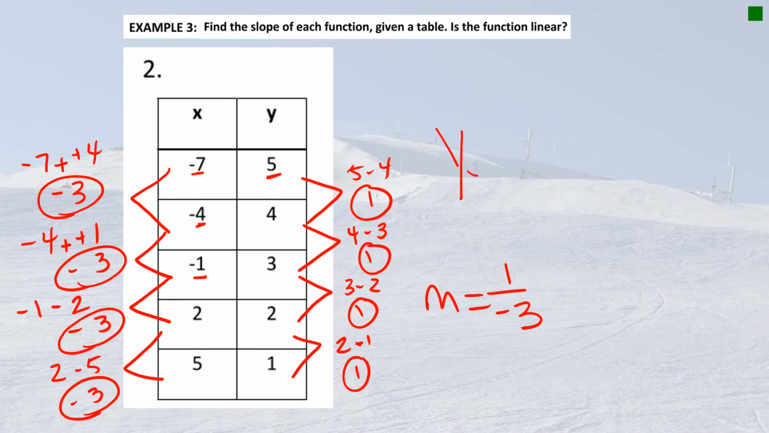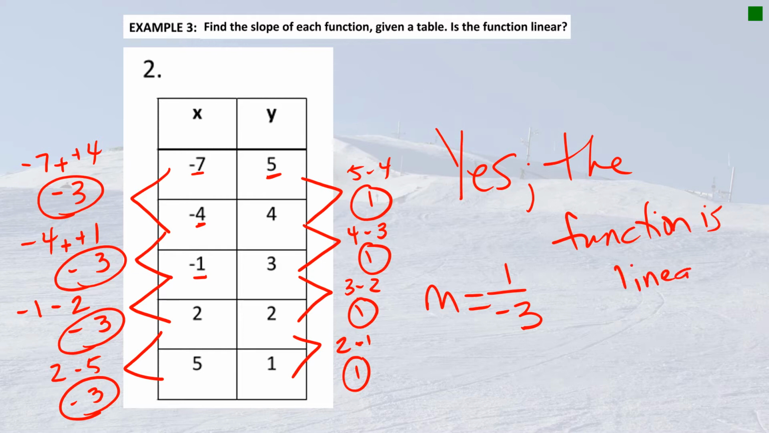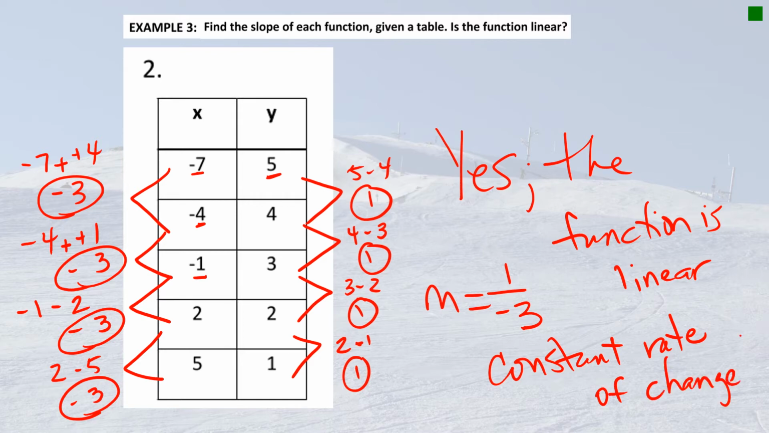Yes. And the reason is because it has a constant rate of change. Constant means it's the same.